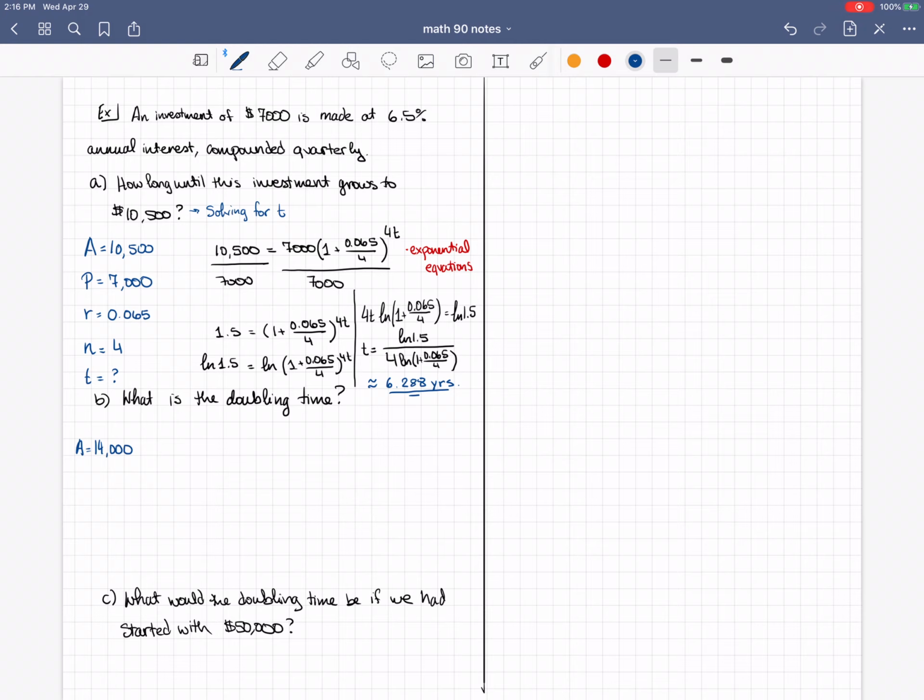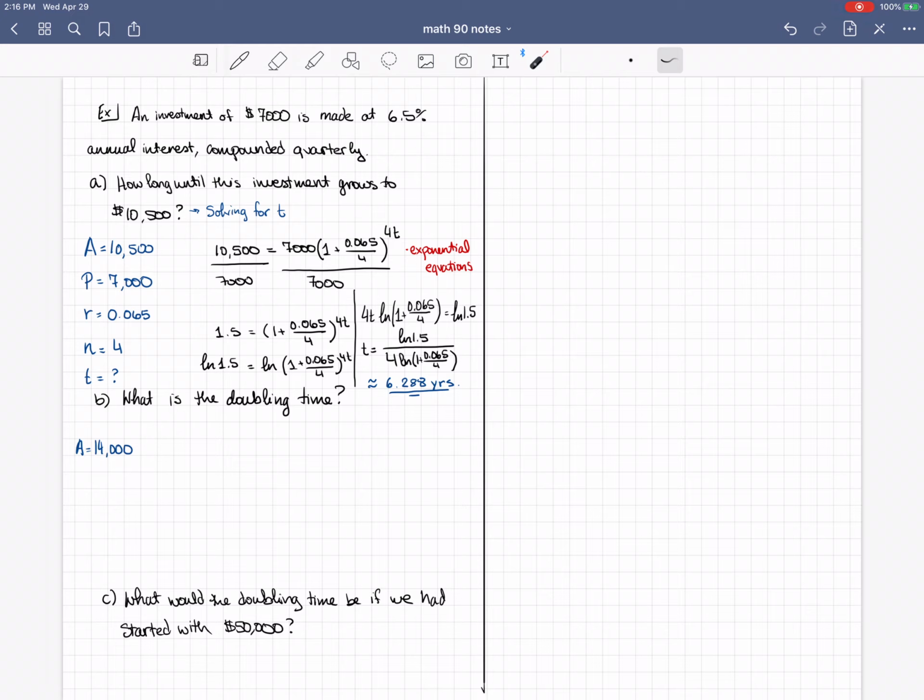Just for interest's sake, I want you to notice something. In the previous example, 10,500, I specifically made that halfway to doubling. So 10,500, you've increased your original amount by $3,500, which is half of 7,000.